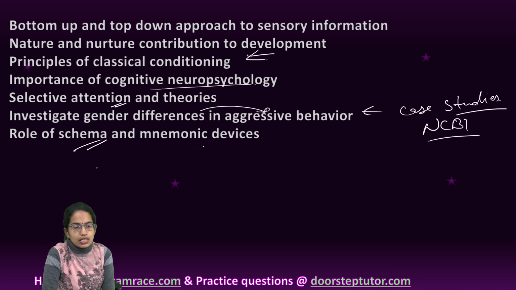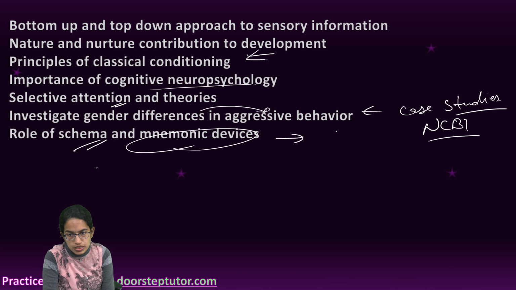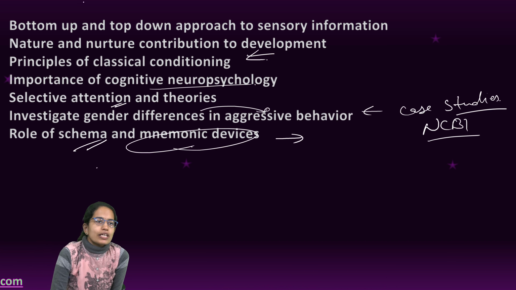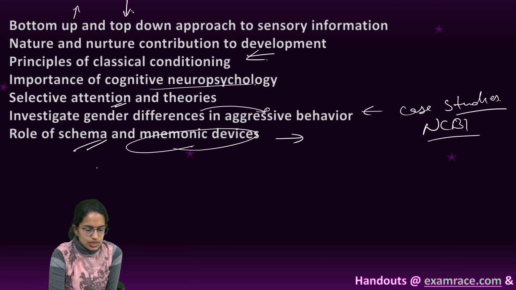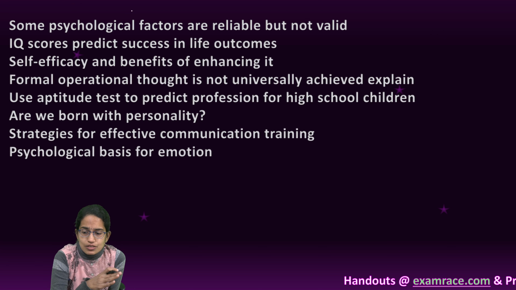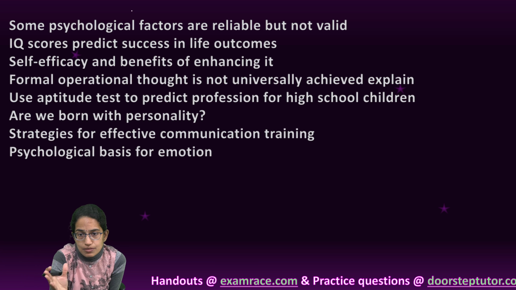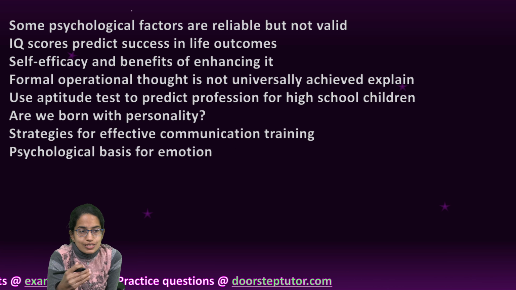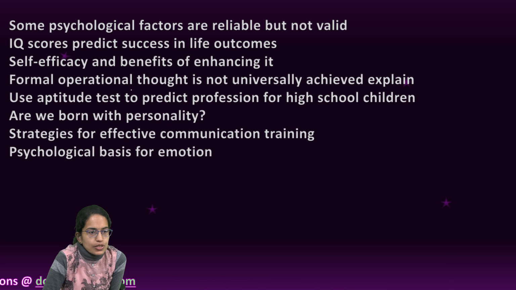What is the schema and the mnemonic devices? Mnemonic devices we have covered in an exclusive session on YouTube itself, so refer to that lecture for more detail. Now what is the bottom up or the top down approach when it comes to sensory information? How can a person with a good IQ score be successful in life? How can you have a correlation between intelligence and the life learning outcomes? What is the formal operational thought process? The various types of aptitude test.